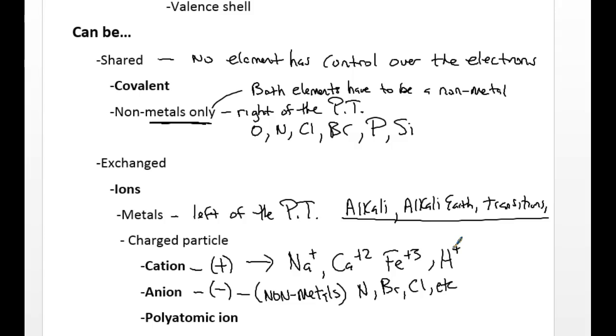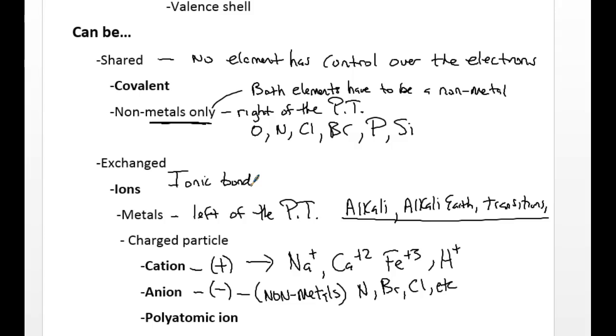Okay, and these form ions. So if you look at a compound and one of those elements is a metal, we know it's an ionic bond. And we call these ions, but this is an ionic bond. And that means one of the elements is giving away, that's going to be your metal, and the other one's taking, which is going to be your non-metal.